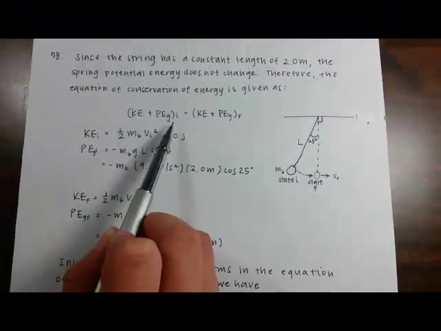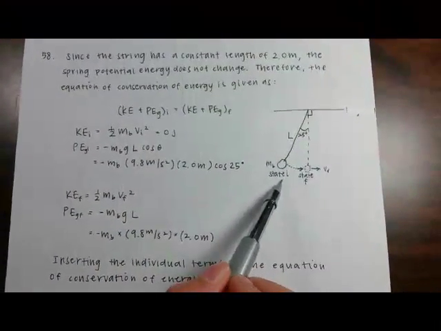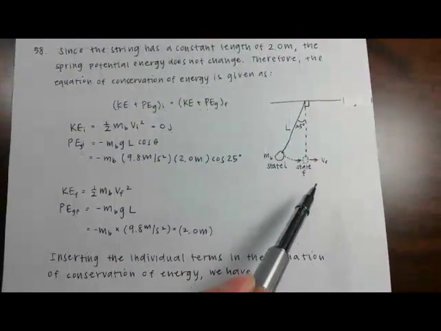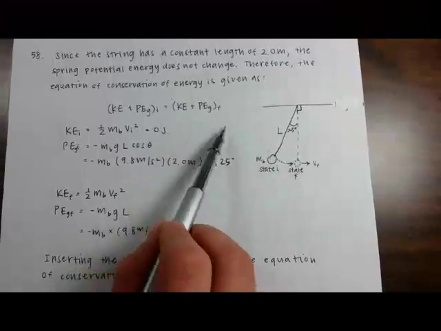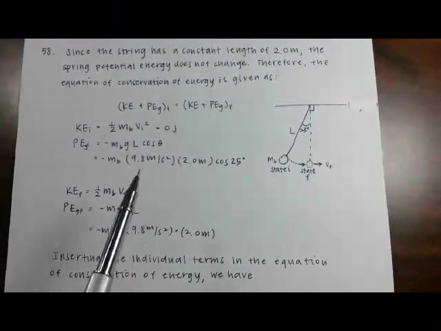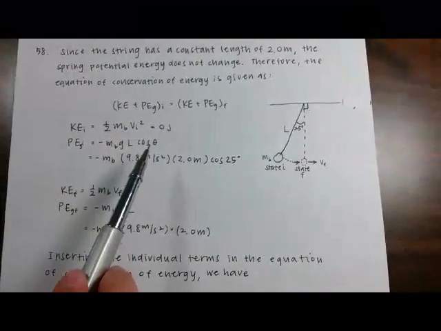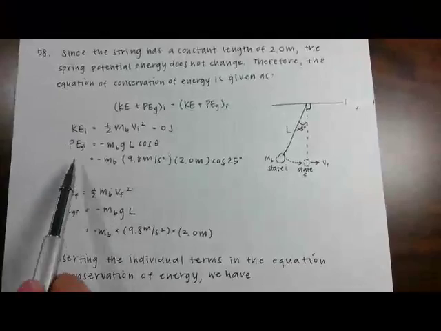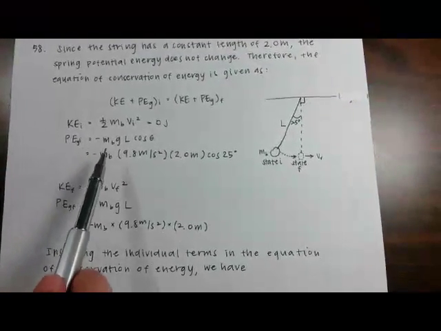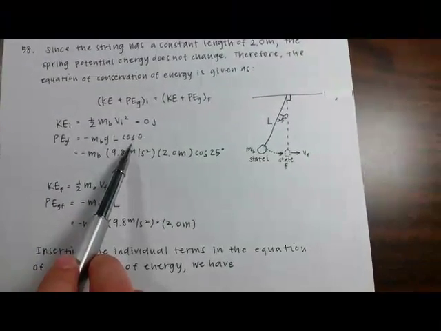Here I indicates the initial state when the string is at a 25-degree angle with the vertical, and F is the state when the string is vertical. The initial kinetic energy KEi is 0 because the bob is at rest. The initial gravitational potential energy, PEgi, is negative mb times g times L times cosine theta.